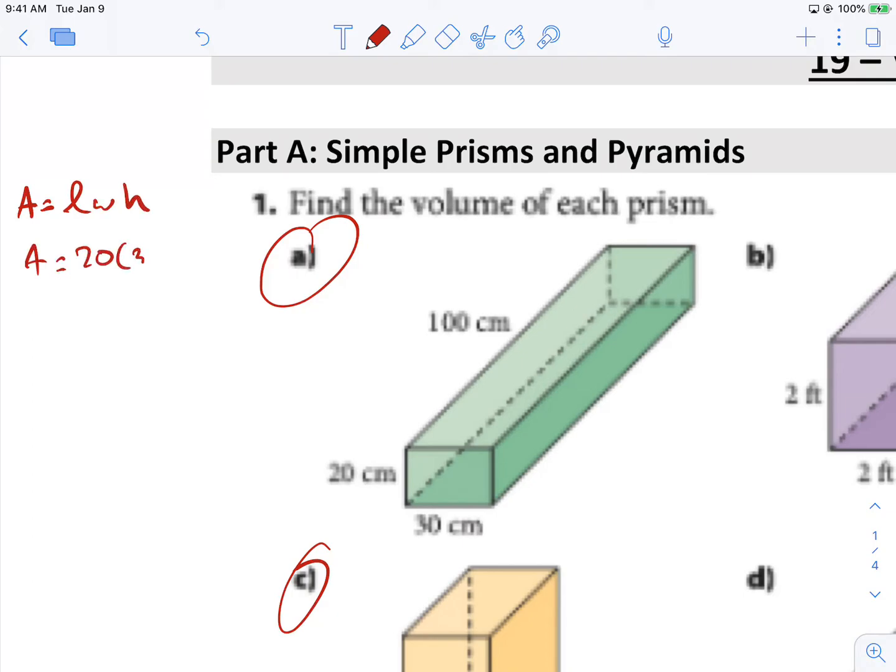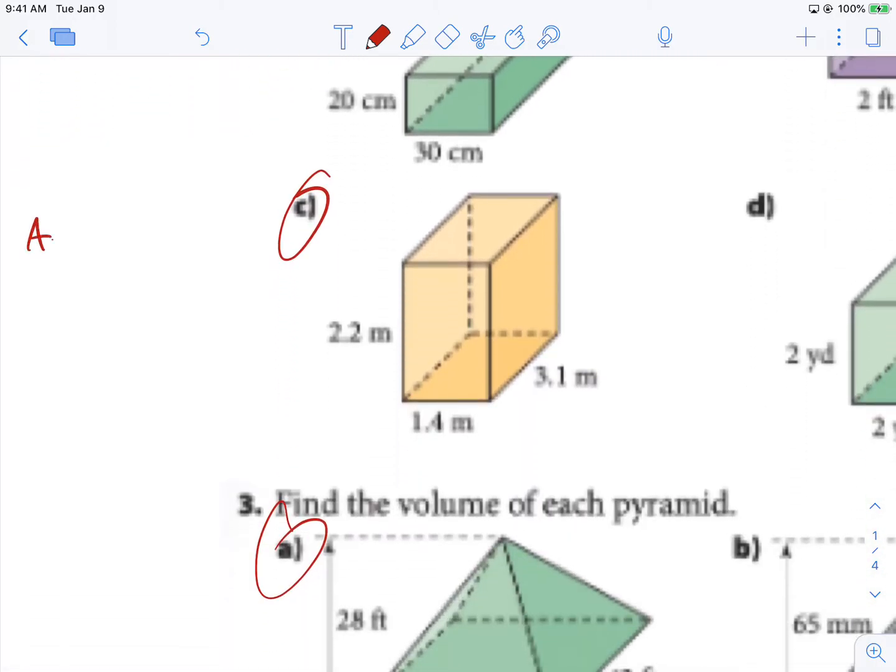So we have 20, 30 times the height, which was 100, and you put that in your calculator, and we end up with 60,000 centimeters squared.